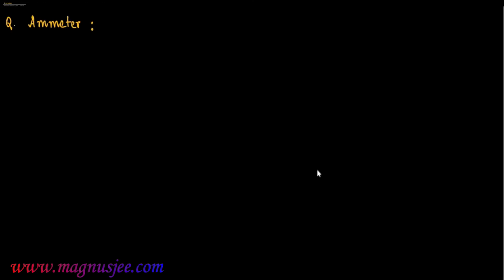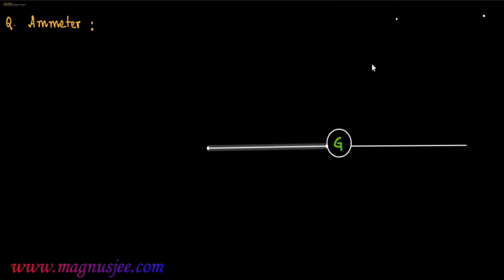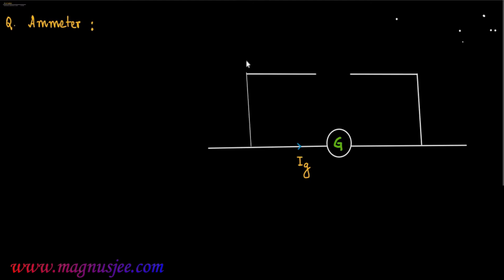Ammeter. What is an ammeter? This is a galvanometer to which a low resistance, that is a shunt, will be connected in parallel combination. Maximum permissible current flowing through this galvanometer is Ig, and a low resistance S, or shunt, is connected in parallel combination with this galvanometer.